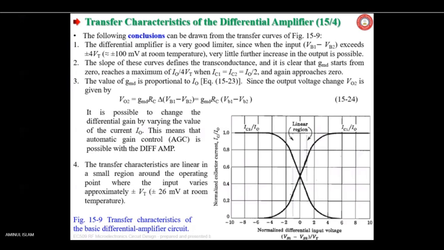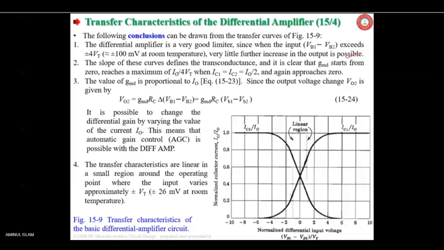The following conclusions can be drawn from the transfer curves of this figure. The differential amplifier is a very good limiter, since when the input VB1 minus VB2 exceeds plus minus 4Vt, almost 100 millivolt at room temperature, very little further increase in the output is possible. That is the first conclusion.